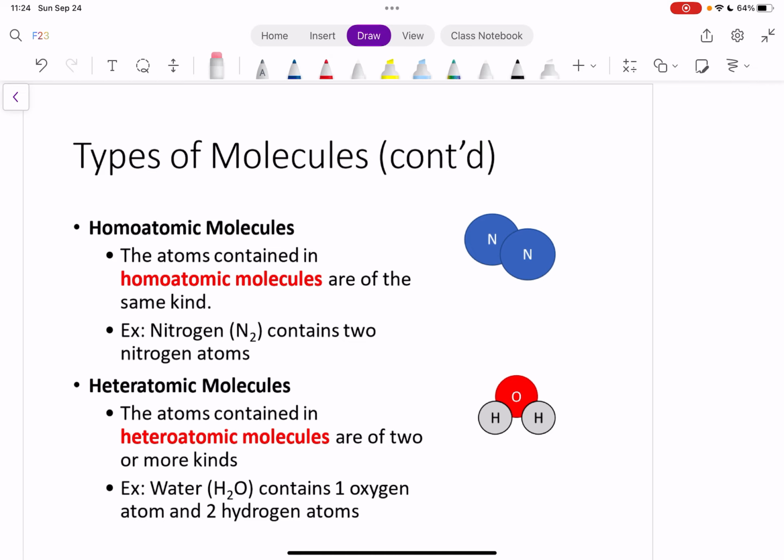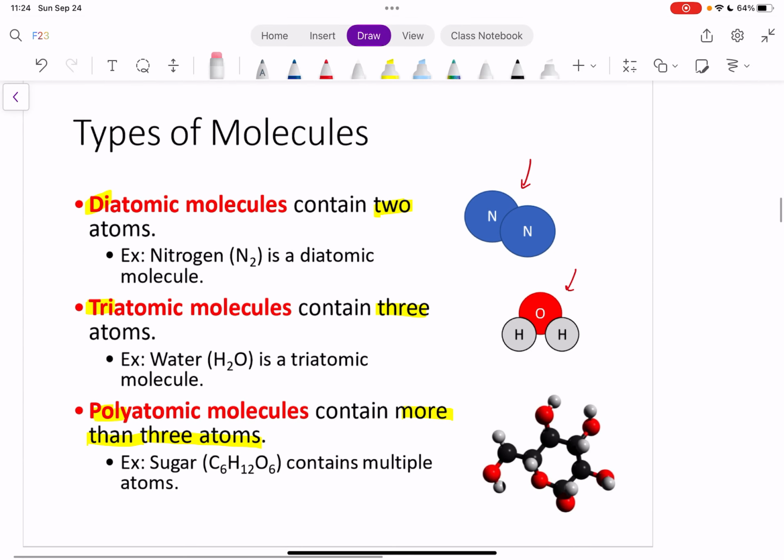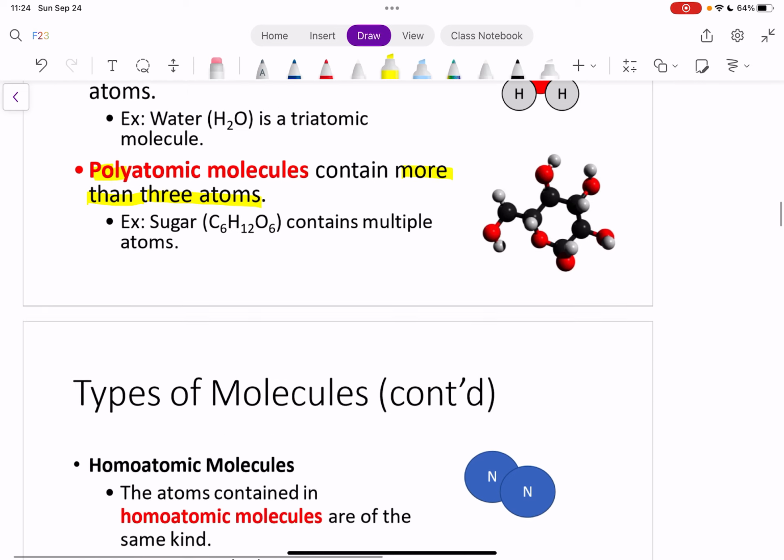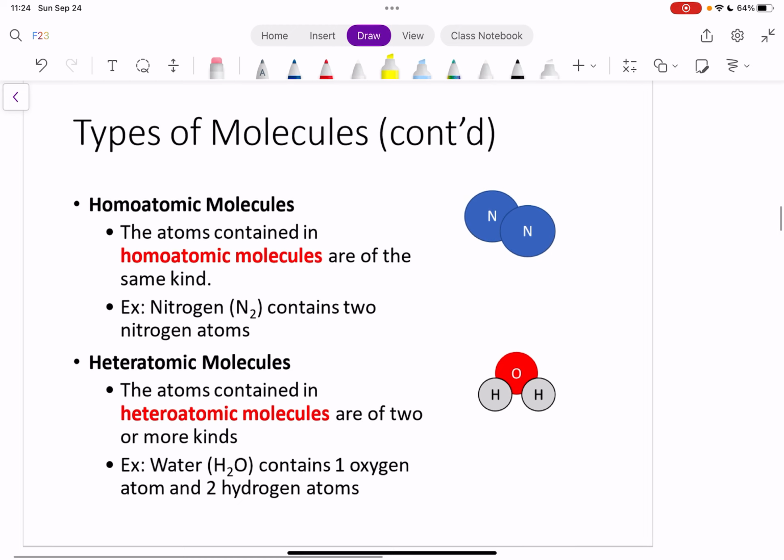So for instance, in that N2 example up here, we said nitrogen was a diatomic molecule because it contains 2 atoms. And those atoms are the same types of atoms, right? They're both nitrogen atoms, 2 nitrogen atoms. So we would say that N2 is diatomic and homoatomic. It's both, okay?